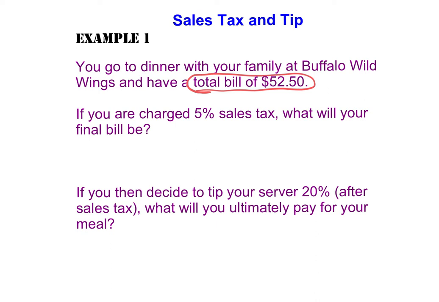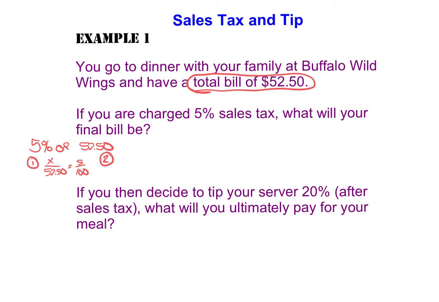So in order to find our actual bill with tax, we need to find what 5% of $52.50 is. And there are two ways to do this. One is to set up a proportion, and we can say we have X over $52.50 is equal to 5 over 100. And then we can cross multiply and solve. That's the first strategy we could use to find 5% of $52.50.